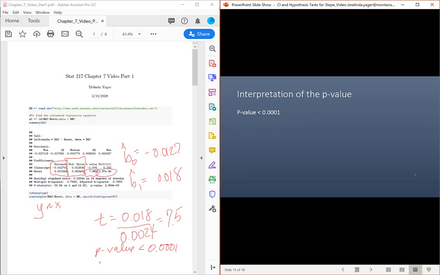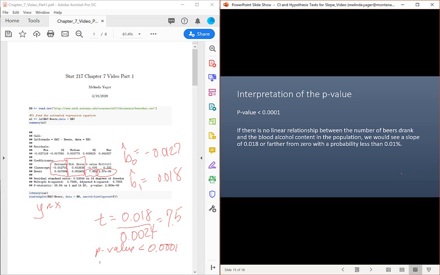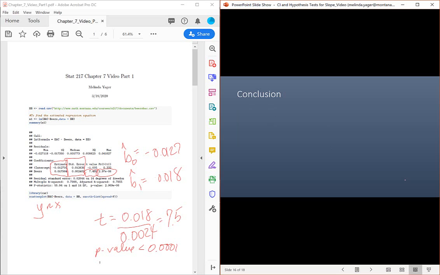The p-value represents the probability of observing the sample result, or more extreme, under the assumption the null hypothesis is true. So our p-value shows that if there is no linear relationship between the number of beers drank and the blood alcohol content in the population, we would see a slope of 0.018 or farther from 0, with a probability less than 0.01%. A small p-value provides strong evidence against the null.